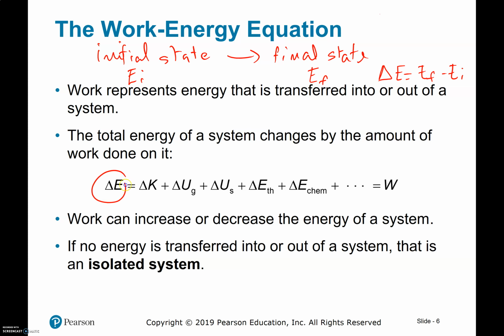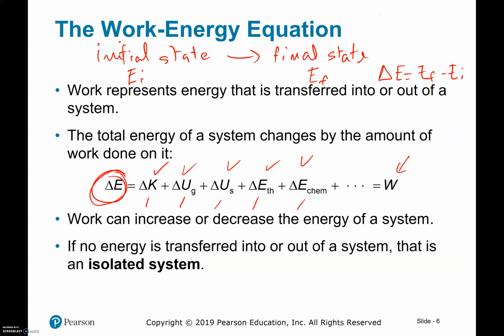Now, this change in energy, we're going to write it as the change in all the types of energy that the system has: change in kinetic energy, change in potential energy, gravitational potential energy, change in elastic potential energy, change in thermal energy, and change in chemical energy. Now, if the energy doesn't change, if this is equal to 0, then the energy stays the same. But if this change here is greater than 0 or less than 0, that means energy was transferred into the system or out of the system, and there was work done to do that.